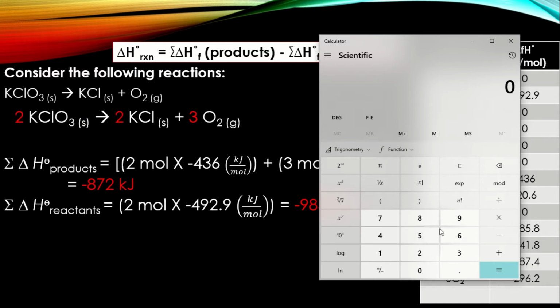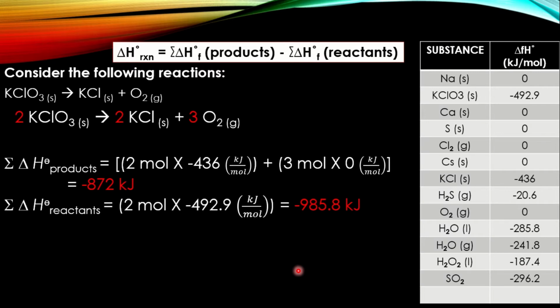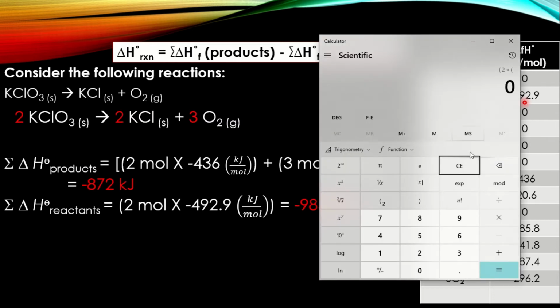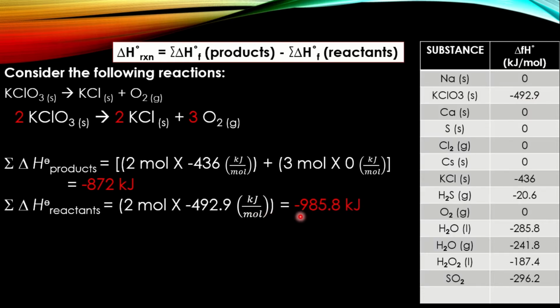So, for potassium chlorate, it is 2 times, enclose ko lang sa parenthesis yung mga may negative kasi para hindi masira yung ating formula. But, pagdating sa calculator ninyo, sa cycle ninyo, kaya na dire-diretso nyo yung may negative. Okay, the value of KClO3 is negative 492.9. So that means 2 times negative 492.9 is equal to negative 985.8. So this is the standard molar enthalpy of formation for the reactants.